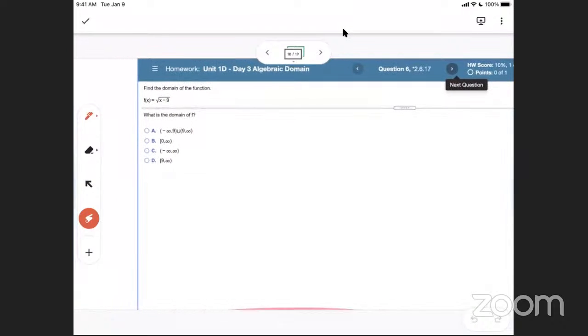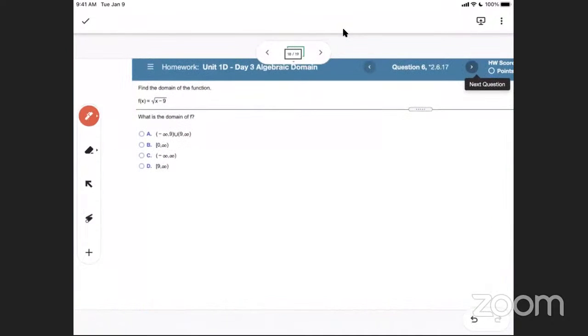Find the domain of the function. So remember what I just talked about. What has to be true about what's inside the square root? What has to be true about x minus 9? It can't equal 0. Well, it can equal 0. It can't be smaller than 0. So that has to be greater than or equal to 0. Got it? Yeah. So that means x has to be greater than or equal to 9.